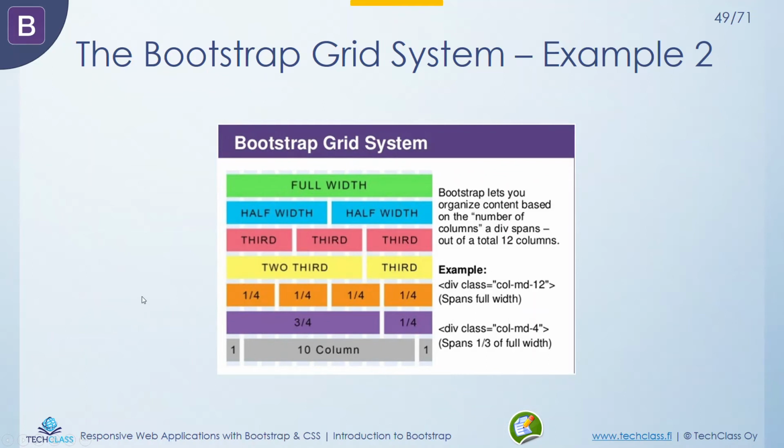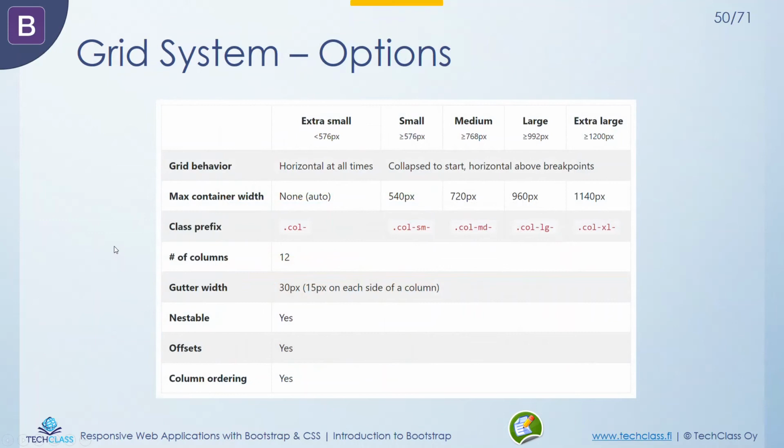In another example, you can see a full width, half width, one third and two thirds, this is a third, and then one quarter, and then the other way around. Different examples for you to get familiar with it.